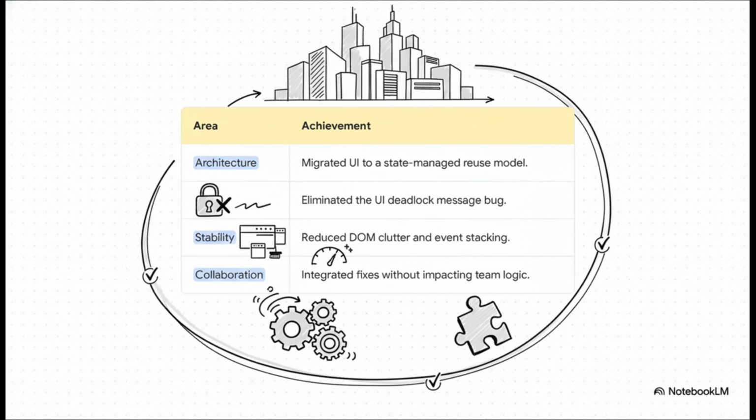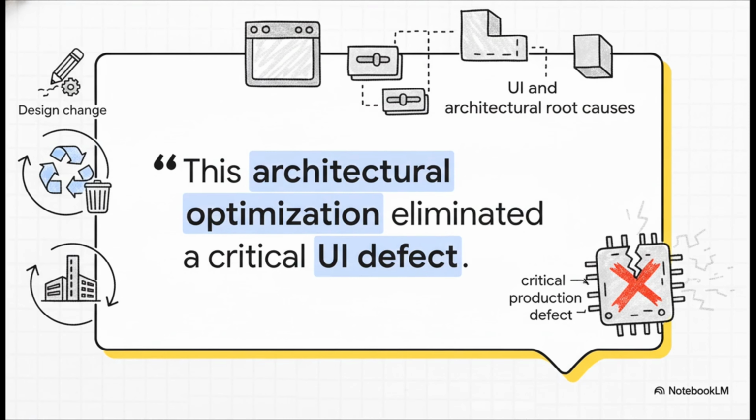And honestly, the results speak for themselves. Architecturally, we upgraded to a much more modern, state-managed model for the UI. The defect itself, completely gone. The UI also became way faster and more stable because we cut down on all that DOM clutter and those memory leaks. And, this is a big one, we managed to do all of this without breaking a single piece of existing logic that other teams had built. A huge win. One small design change, a little shift in philosophy, and a critical production defect became nothing more than a story we tell.